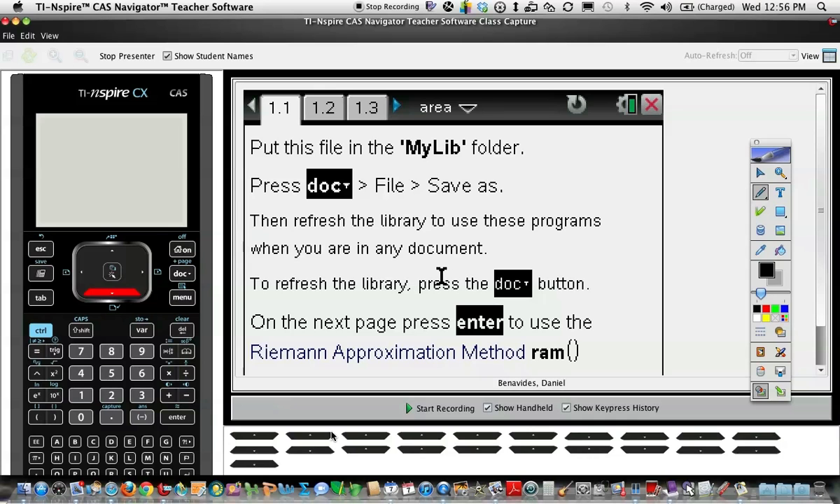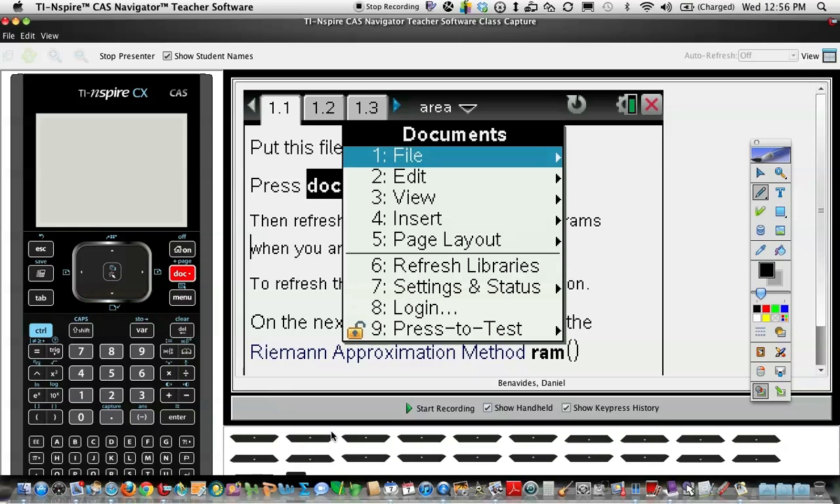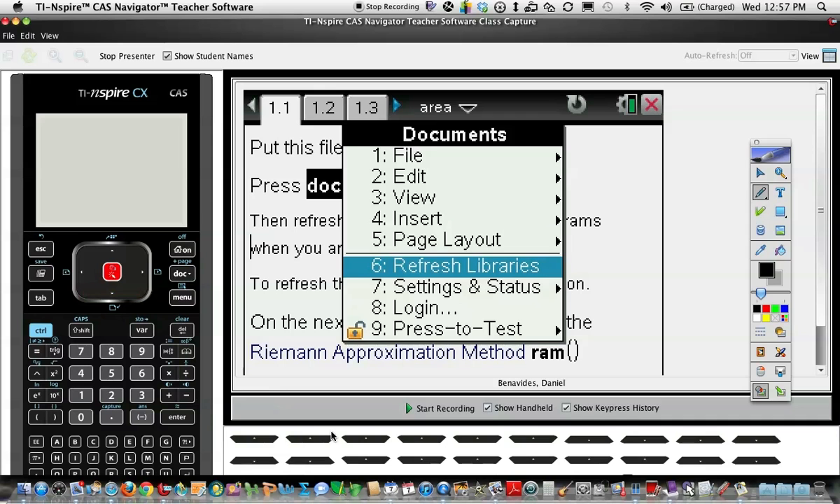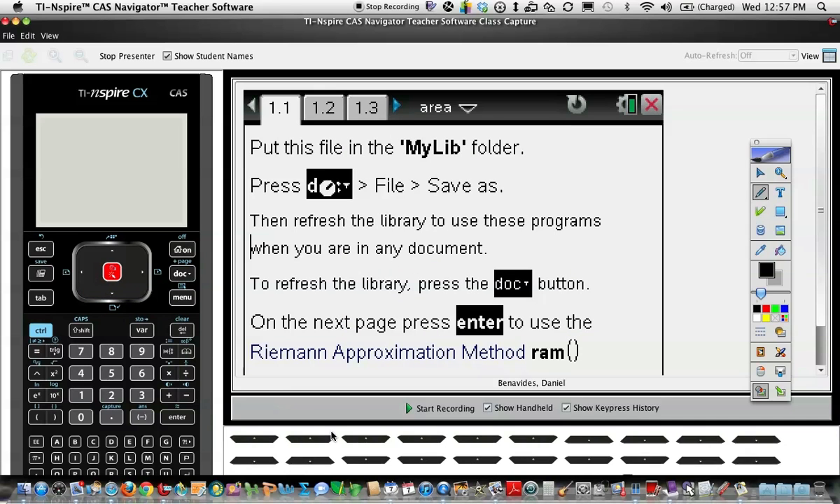We do want to refresh the library, so go to the doc button under the home, right here. Go down to number 6 where it says refresh libraries, and I think what that does is it lets the calculator know, okay, hey, there's something new in the library folder.